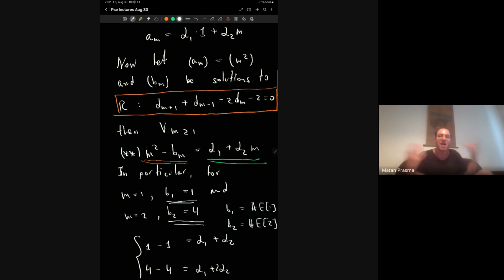It's like I have a recurrence relation and I have two initial conditions. If you give me just the relation of the Fibonacci sequence, there could be many solutions. But if you tell me that the first two elements have to be one and one, then I know that there is a unique solution.